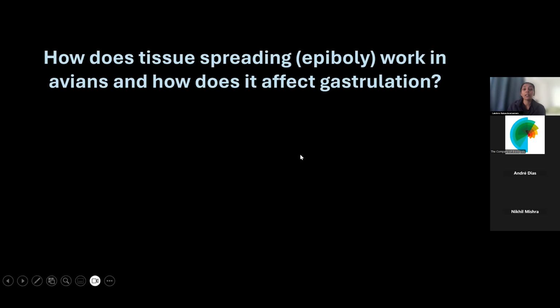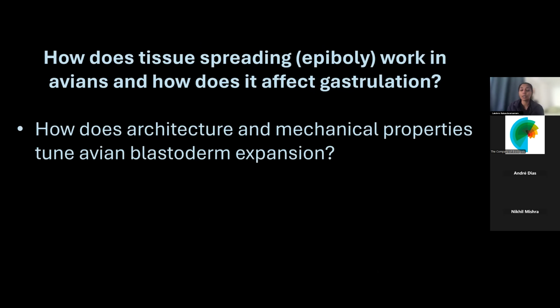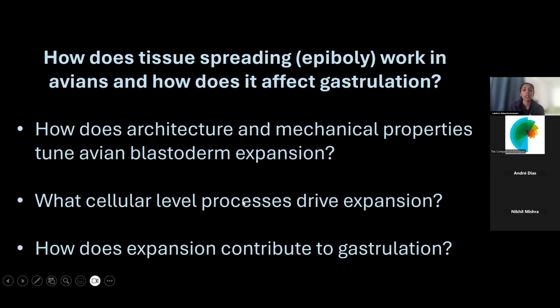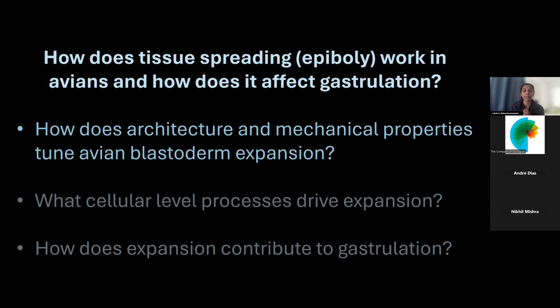So to understand this process of epiboly in chick embryos, we took a sort of three-pronged approach. We started by describing the architecture and the mechanical properties that might guide this blastoderm expansion, or this epiboly process, then looked at the cellular level processes that drive this expansion, and also at how this expansion contributes to gastrulation. In the interest of time, I'm only going to delve into the first two, but I'm happy to discuss the last aspect as well.